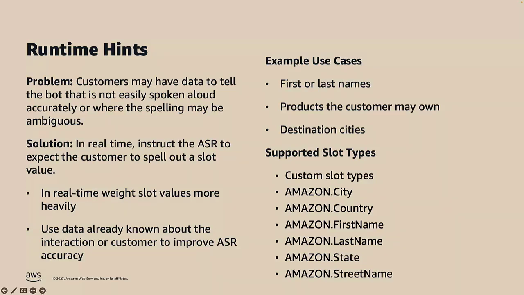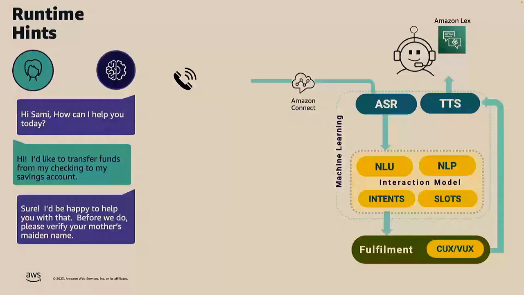I kind of already gone through the city example and last name example. The supported Lex types here: you can use custom slot types, like our account type, or you can use city, country, first name, last name, state, or street with runtime hints. Let's take a peek at how this works in a flow.